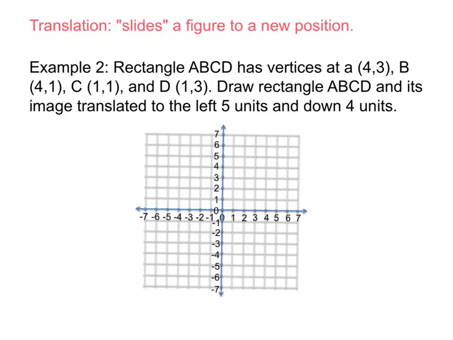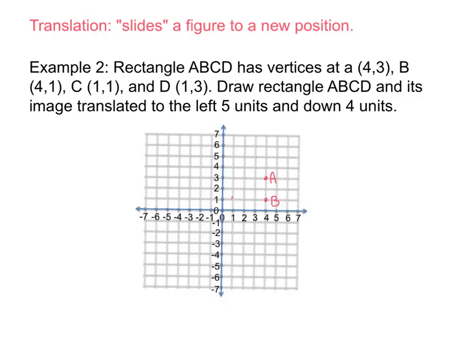So, let's first just draw the original rectangle. So, we have A is at 4, 3. So, over to 4, up to 3. That's A. Then, we have B, which is over to 4 and up to 1.